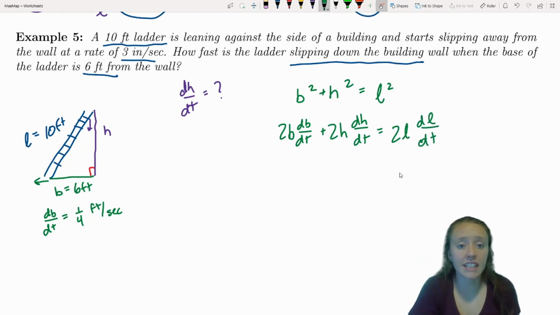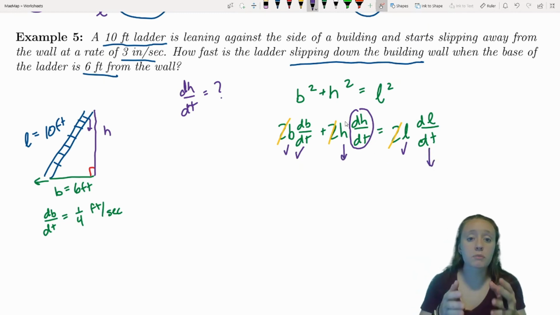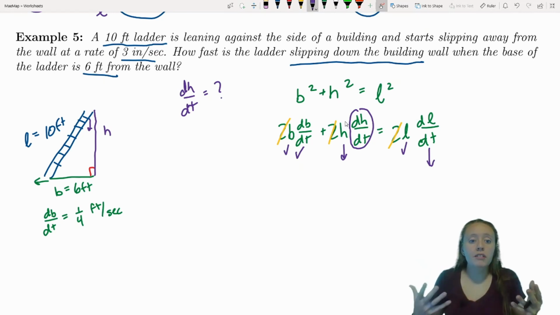And to simplify everything down, I can divide by 2, canceling out that 2 in every part. So I have b db/dt plus h dh/dt equals L dL/dt. I'm trying to solve for what? My dh/dt. I know my b, I know my db/dt, I know my L, but I don't know h, and I don't know dL/dt, and dh/dt is what I'm trying to solve for. And in order to solve for that, I need to know what h is, and I need to know dL/dt. And one of those we already know.